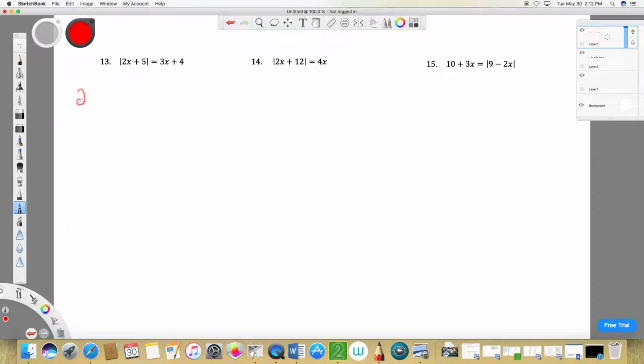We have that this 2x plus 5 could represent the opposite of 3x plus 4, or that 2x plus 5 represents that 3x plus 4 exactly. So let's solve each one of these equations for x by getting x by itself.